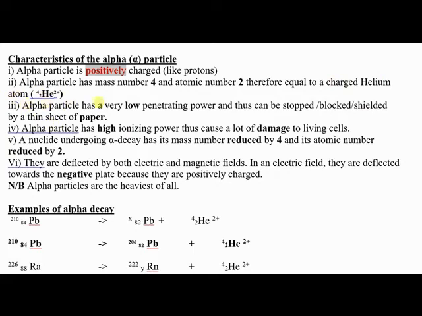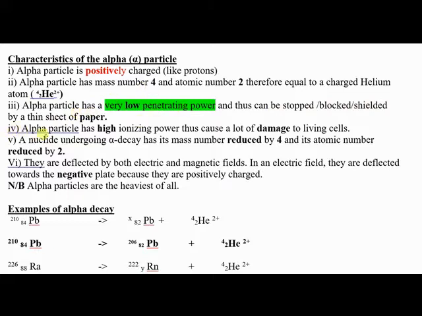What about the penetrating power? Alpha particle has a very low penetrating power, and thus can be stopped or blocked or shielded by a thin sheet of paper. A piece of paper can block alpha particle. So it will not penetrate through a piece of paper. Therefore, it has a very low penetrating power.